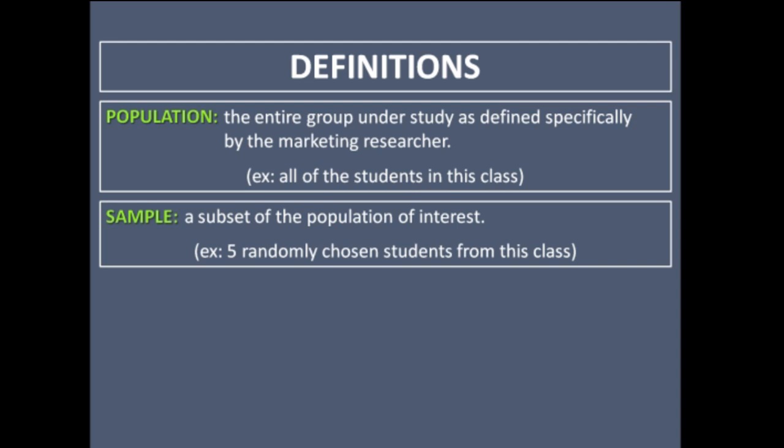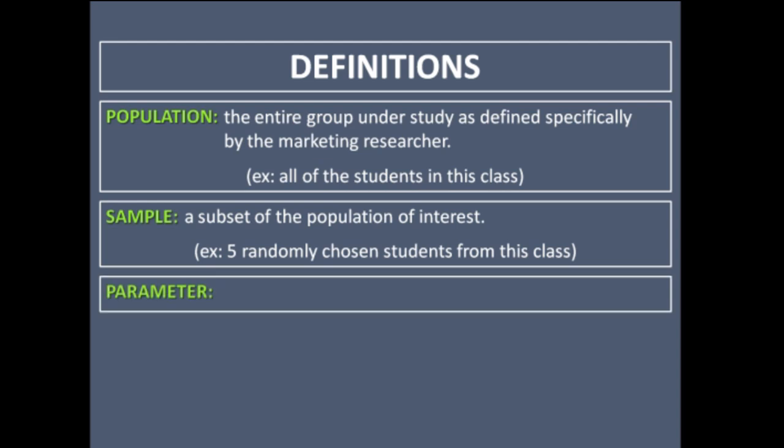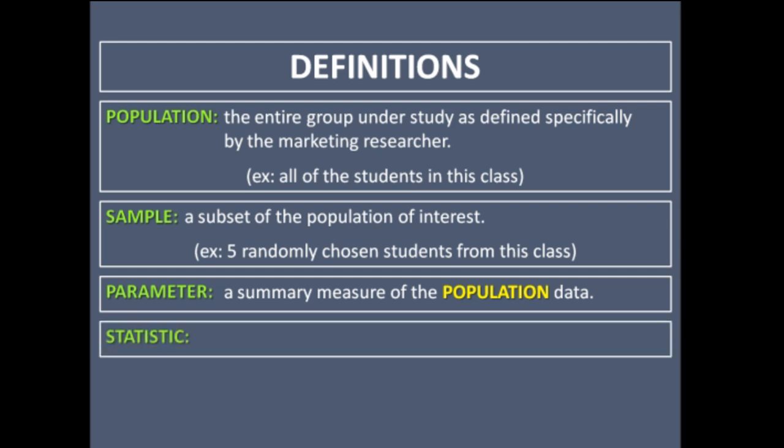The next definitions we'll look at are for parameter and statistic. Anytime we hear the term parameter, that will refer to a summary measure of data from a population. A statistic is a summary measure of data from a sample. For example, in the not too distant future, we'll be calculating values for the population standard deviation or the sample standard deviation. If I was to talk about the population standard deviation, that would be referred to as a parameter. If I was to talk about the sample standard deviation, that would be referred to as a statistic.